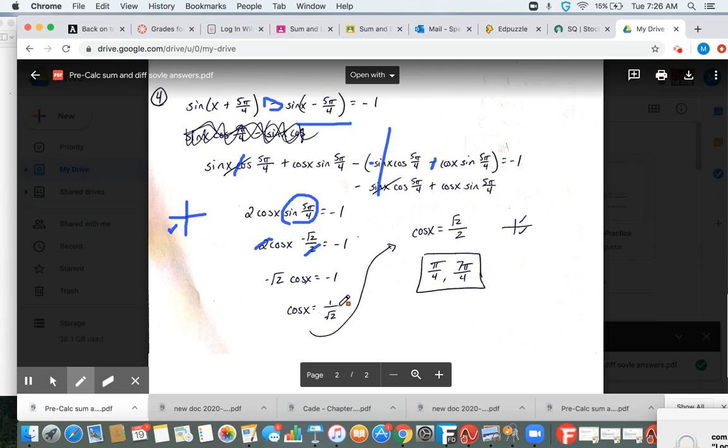Get cosine x by itself. You would have to rationalize. And once you rationalize, you should have root 2 over 2. All right. Ask yourself, what 2 angles in this case have a cosine value, an x value, of root 2 over 2? Cosine is positive in quadrants 1 and 4. So that's why our answer here is pi over 4 and 7 pi over 4.